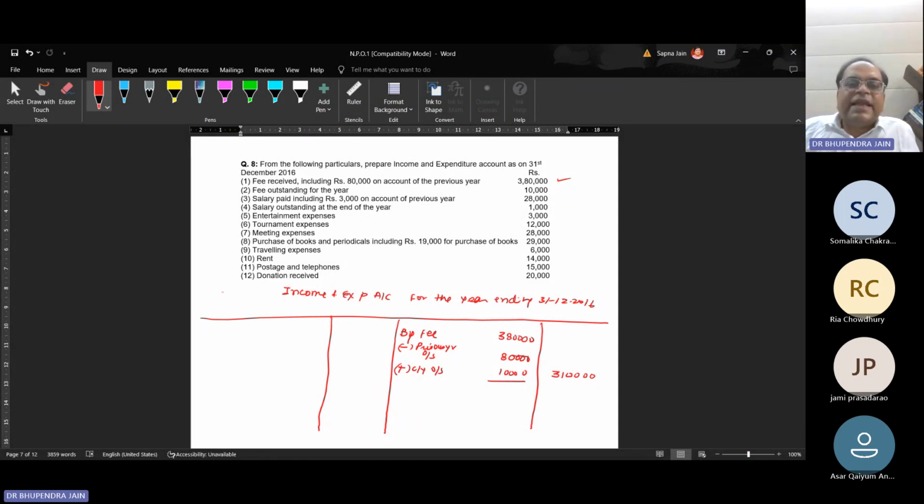Next, beta, salary paid including 3,000 on account of the previous year. How much total salary paid? 26,000. Salary is an expenditure. Where will it come? On the debit side, to salary. How much total salary was paid during the year? 28,000. But out of 28,000, 3,000 is the salary for the previous year. So we have to subtract it, because such salary is not related to the financial year.